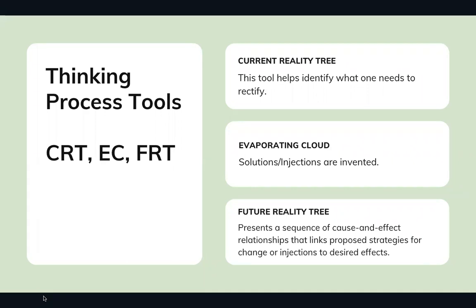FRT then will come next and will then reflect on the future state. This tool is somewhat similar to the current reality tree, but differs with the proposed actions and changes injected into the current reality to lead to the future state. FRT turns the undesirable effects identified in the current reality tree into desirable effects. It presents a sequence of cause and effect relationships that links proposed strategies for change or injections to desired effects.